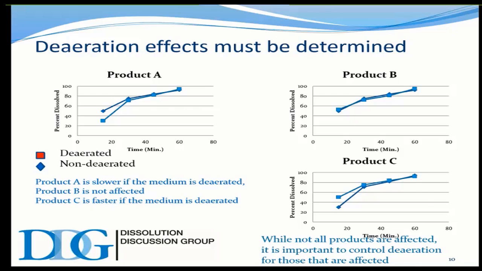Again, for product B, there are some that are not affected, and there are some products that may release faster, or at least appear to release faster, if the media is deaerated. And these are the things that I mentioned earlier, like a basket method or even a transdermal system. Because now air is not an impediment, and it seems like the drug is releasing faster, where in actuality it's releasing as it should when air is not an influence.